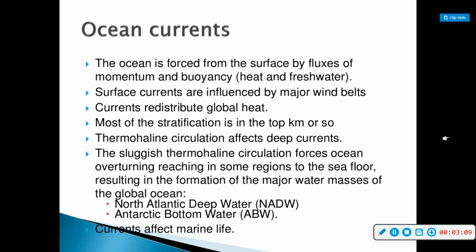Thermohaline circulation affects deep currents. That's your temperature salt barriers. The sluggish thermohaline circulation forces ocean overturning, reaching in some regions to the sea floor, resulting in the formation of the major water masses of the global ocean: North Atlantic deep water and Antarctic bottom water.